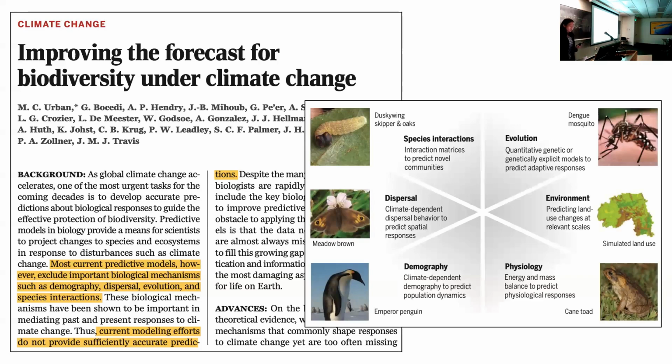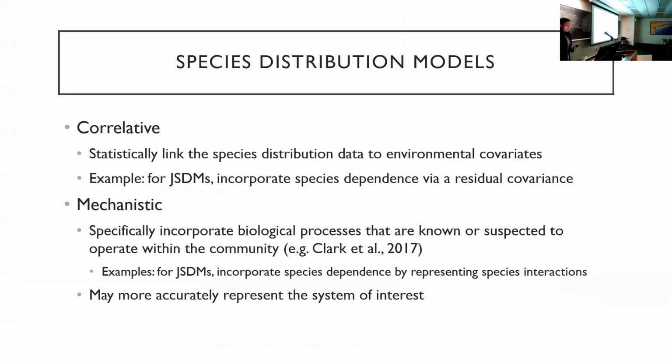So that's just a graphic of some examples in this paper. These are six key biological mechanisms that we know exist in nature by studying these populations. We know that species interact, we know that species move, but they're not usually getting built into models. And so my advisors were really upset with that.